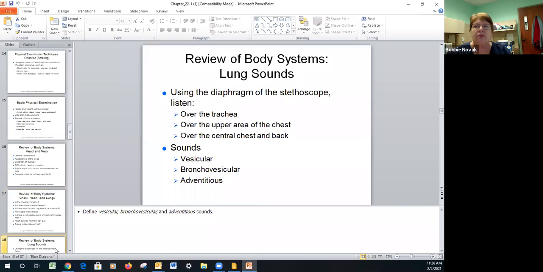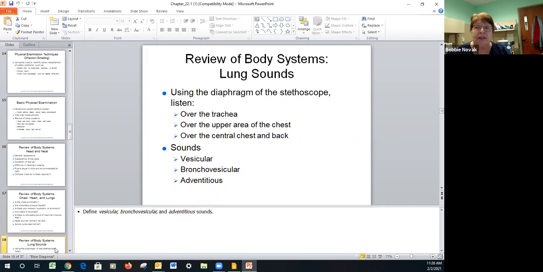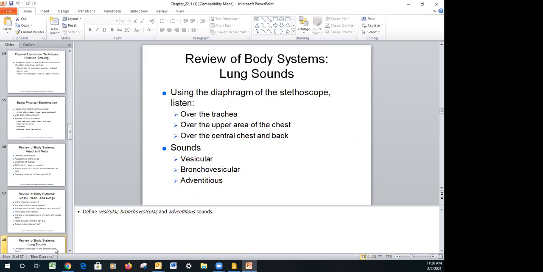What's a normal pulse rate, heart rate? 12 to 20. Nope, that's not heart rate. If your heart's only beating 12 times a minute, you're in trouble. 60 to 100, okay?